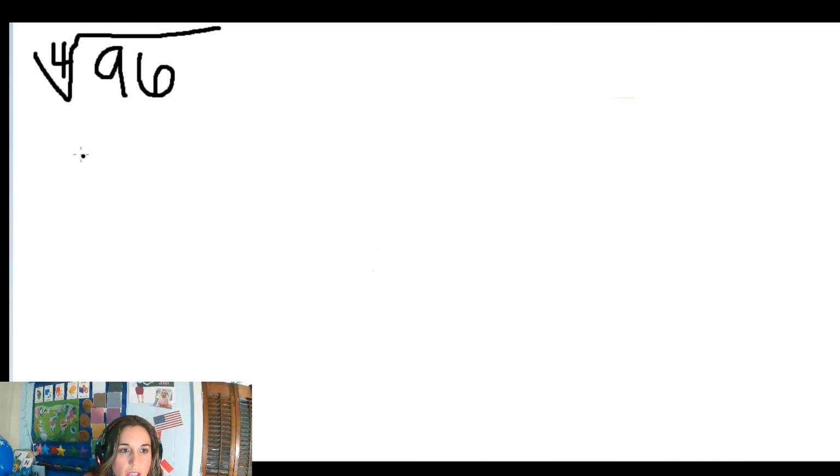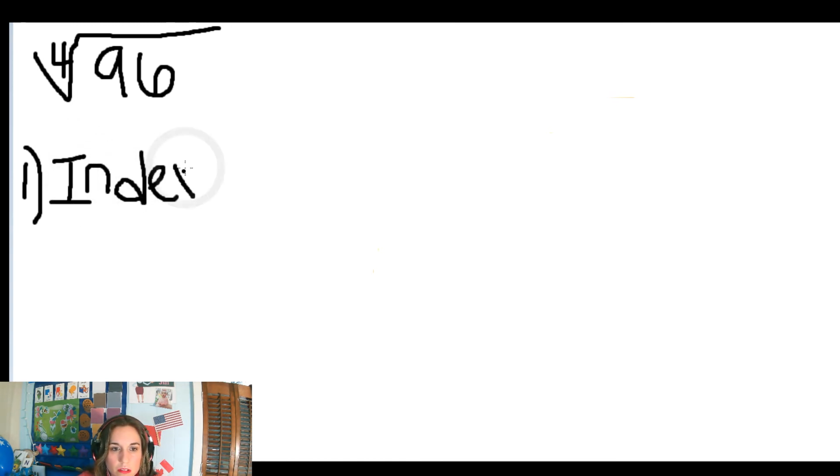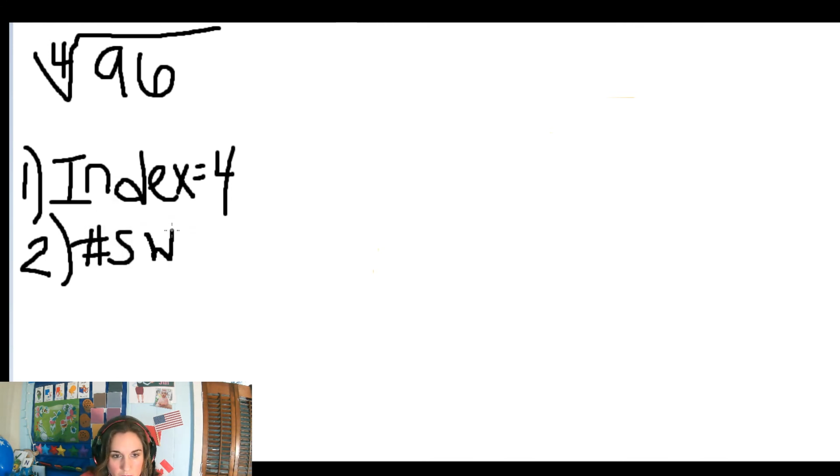All right, so now I'm going to say let's simplify the 4th root of 96, okay? So again, the first 2 things I'm going to tell myself: the index here is equal to 4, which means when I do my prime factorization, I'm looking for numbers with 4 copies, okay?